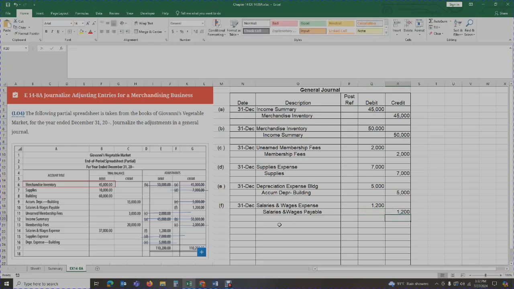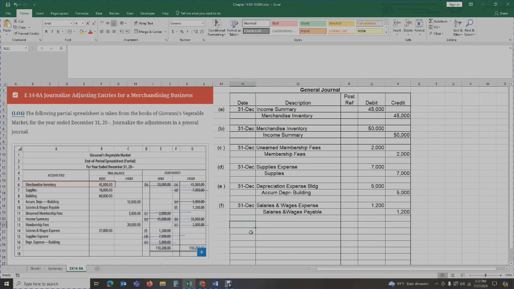So what I've done here is I've recognized the expense in the month of December, and I've put the money aside. That way I record that I owe someone $1,200. I owe my employees $1,200. I'll pay them next month, but the money is already there. It's been set aside for them.